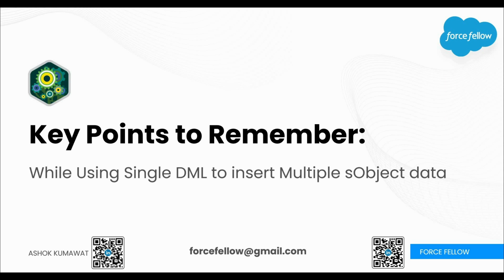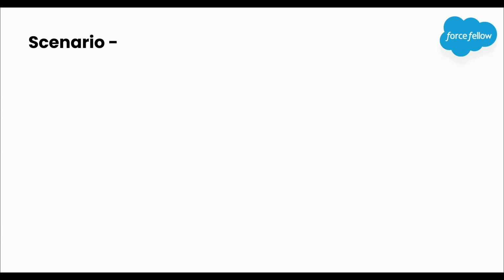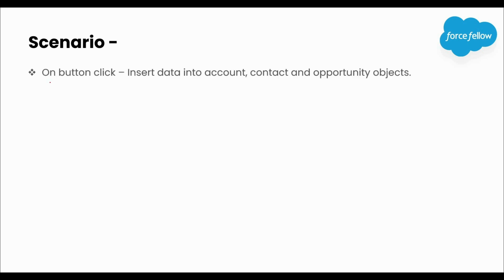Now for a high level overview, let me briefly explain that here as well. In our day-to-day tasks, we often encounter scenarios where we need to insert data into multiple sObjects in a single action. For example, let's say on a button click, we have a requirement to insert data into account, contact and opportunity objects. It means using Apex, we need to insert data into all three objects simultaneously, right?